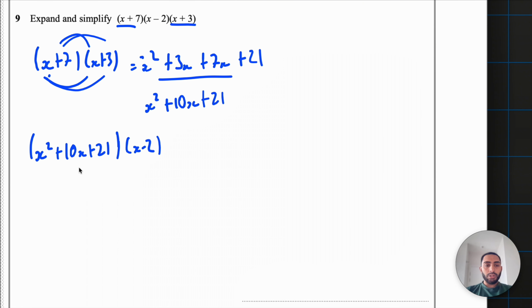Before I expand these brackets, I'm going to think about how many terms I need to end up with. I've got 3 terms here, and I've got 2 terms here. So 3 times 2 gives me 6. I should end up with 6 terms. Like I had 4 terms here, there should be 6 in this next one.